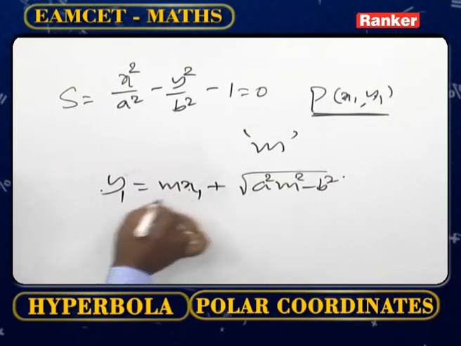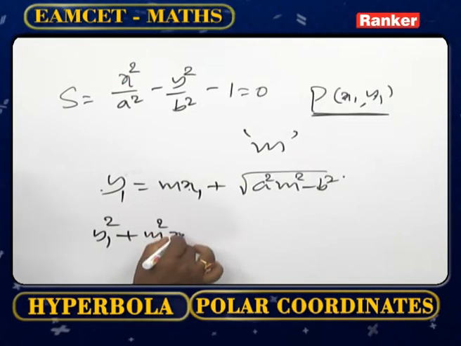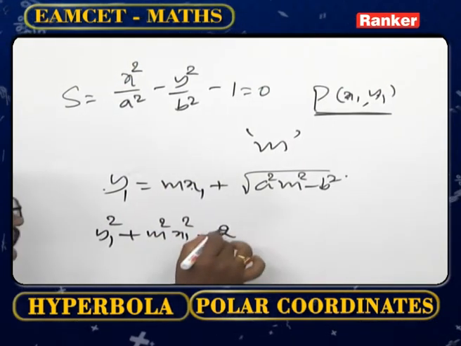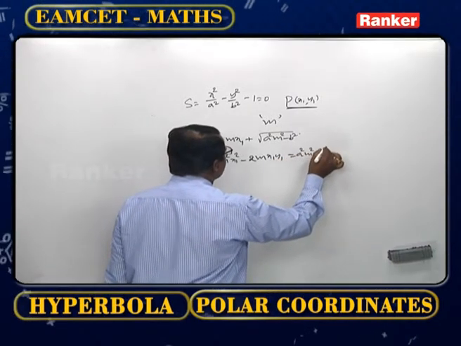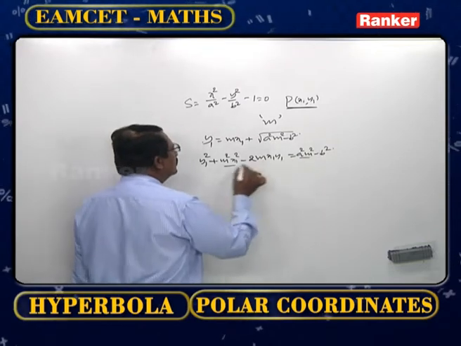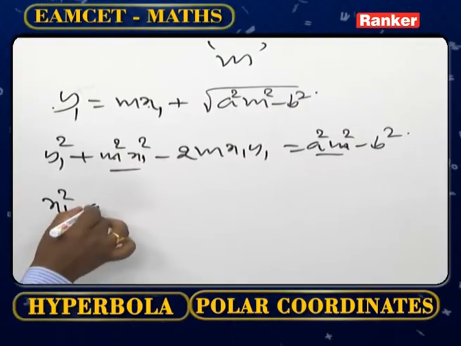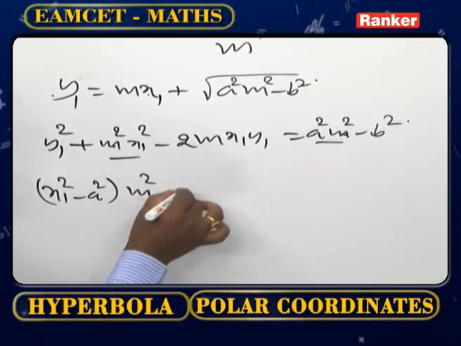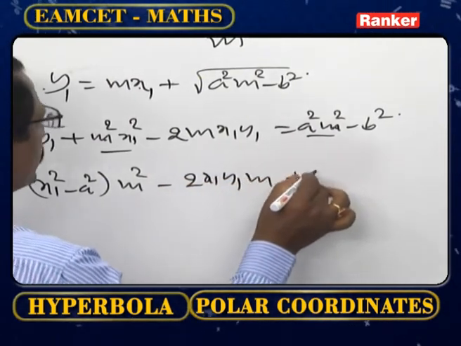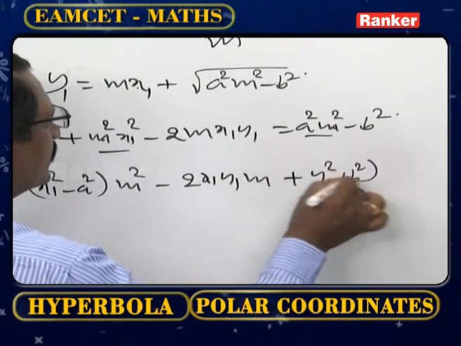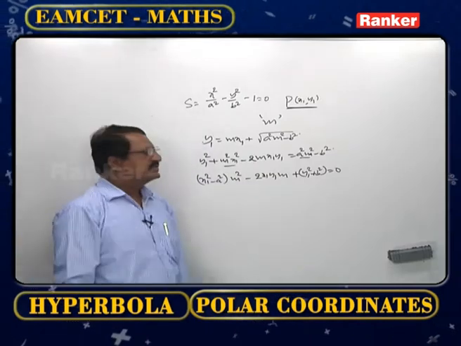Now take mx1 to the left side, and after squaring on both sides, y1 square plus m square x1 square minus 2m x1 y1 equals a square m square minus b square. Taking m square common, we get (x1 square minus a square) m square minus 2 x1 y1 m plus y1 square plus b square equals 0. It is a quadratic equation in terms of m.